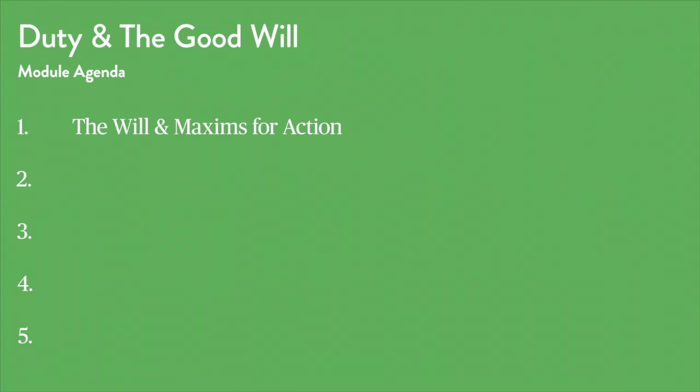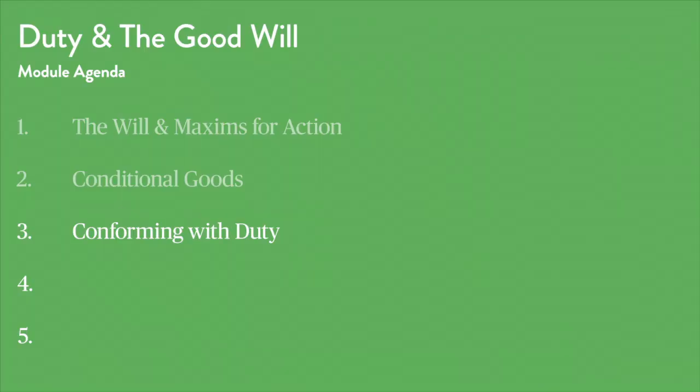So I'll begin by talking about Kant's notions of the will and maxims for action. Second, I will explain Kant's idea of conditional goods. All this is going to set up that big puzzle for Kant, because at this point we're going to see the goodness of outcomes does not matter for Kant, and we're going to ask, well, what the heck is left? So third, we look at what he thinks it means to do one's duty. He's going to ask, is there any moral worth in conforming with duty? Sadly, Kant says no. Conforming with duty does not itself matter.